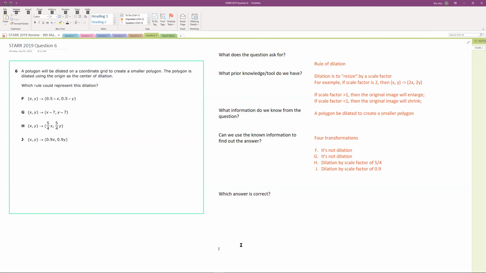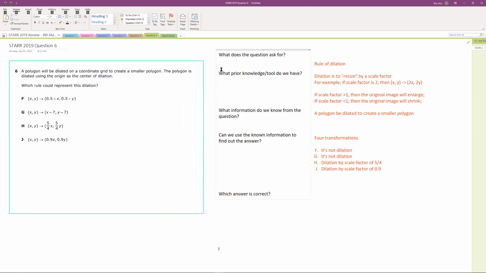Welcome back. Let's take a look at question 6 from the STAR test of 2019. Question 6. A polygon will be dilated on a coordinate grid to create a smaller polygon. The polygon is dilated using the origin as the center of dilation. So this question is about dilation and it's asking which rule could represent this dilation. So it's about the rule of dilation.